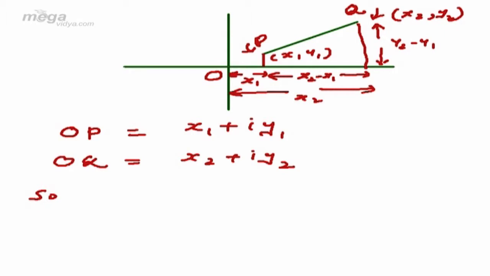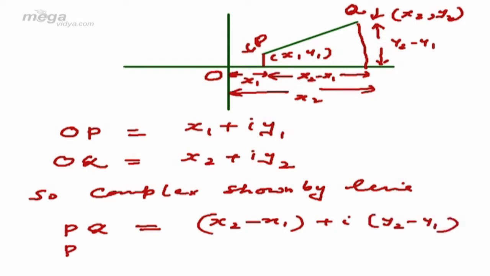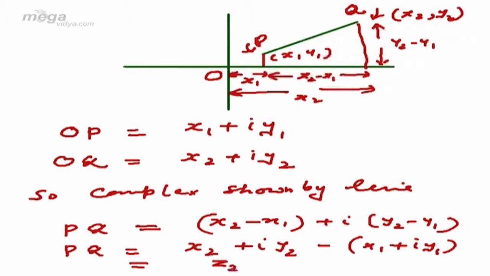So the complex number shown by line PQ will be x2 minus x1 plus i times y2 minus y1. That is, PQ is equal to x2 plus i y2 minus x1 plus i y1. That is z2 minus z1. So the PQ complex number will be z2 minus z1.